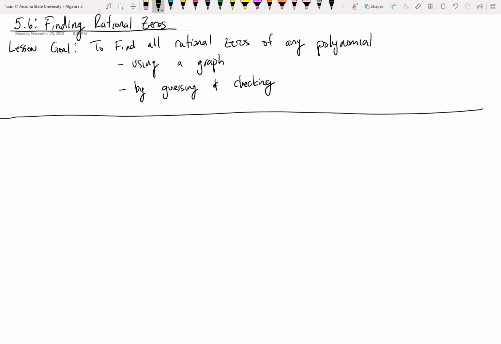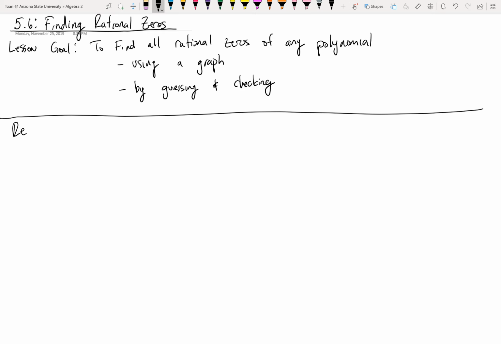So in this lesson, we are going to continue talking about finding rational zeros, or in other words, solving polynomials. And you can see that we have one goal with two sub-objectives. Our goal is to find all the rational zeros of any polynomial I give you, first by using a graph, and then by the guessing and checking method.